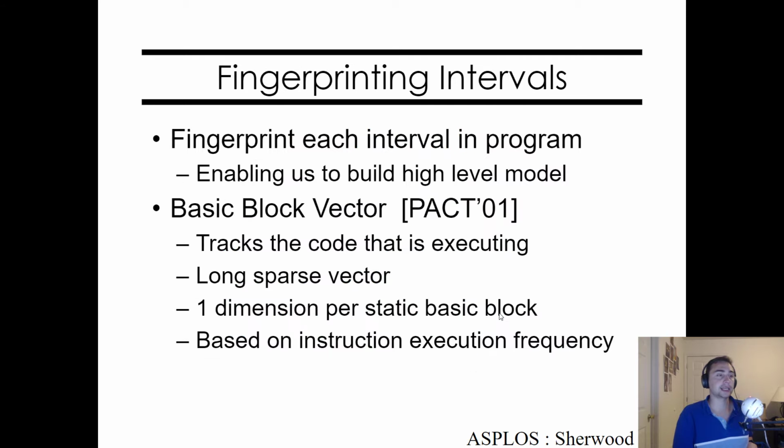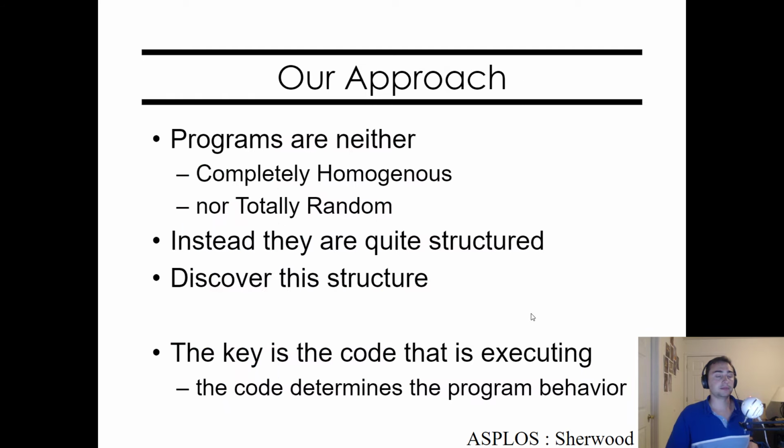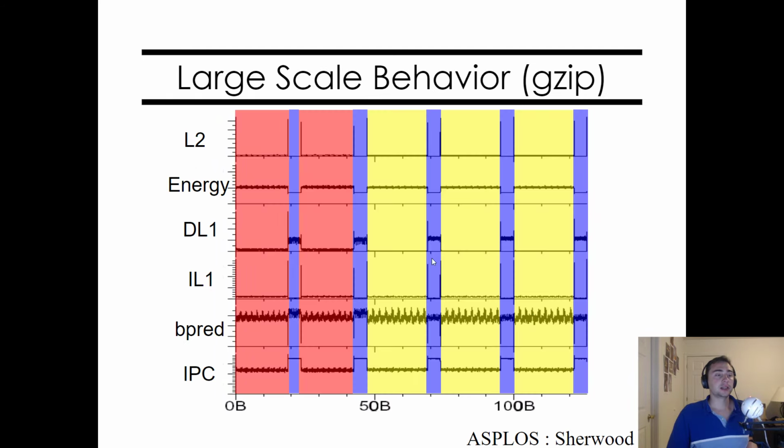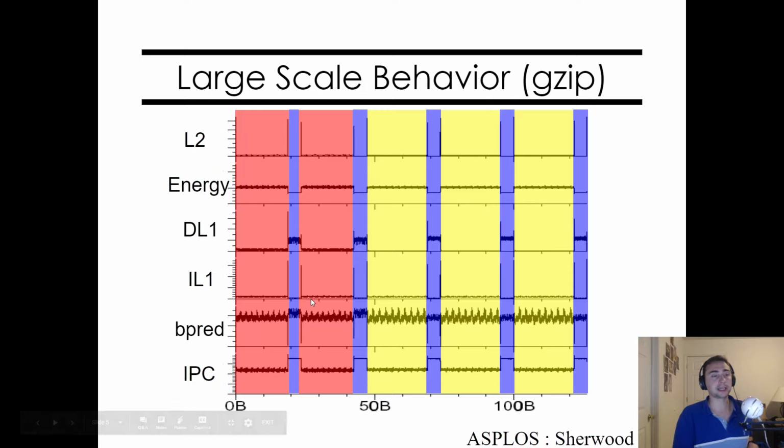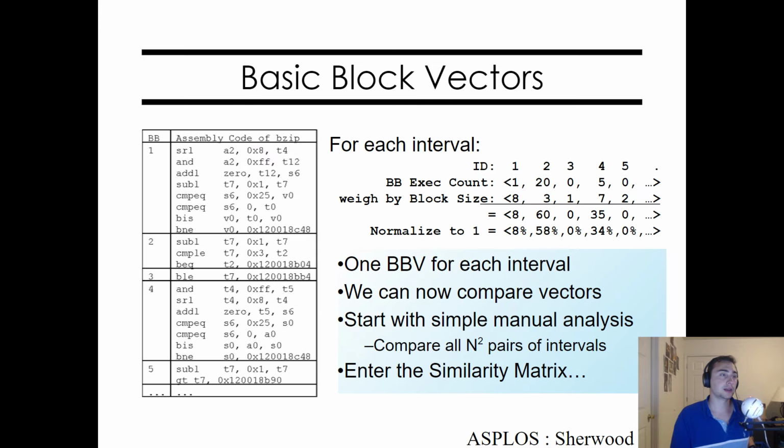So if we go back to this picture right here, what we'd like to do is group all these yellow bars together, these points in time. We'd like to group all the blue bars together, and we'd like to group all the red bars together. But again, we don't want to do this manually. We want to do it automatically.